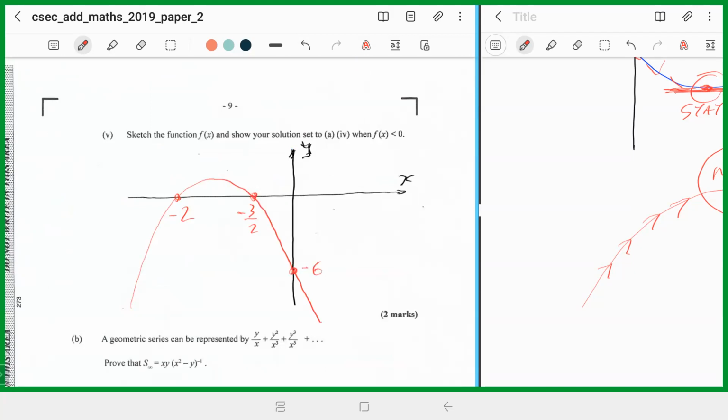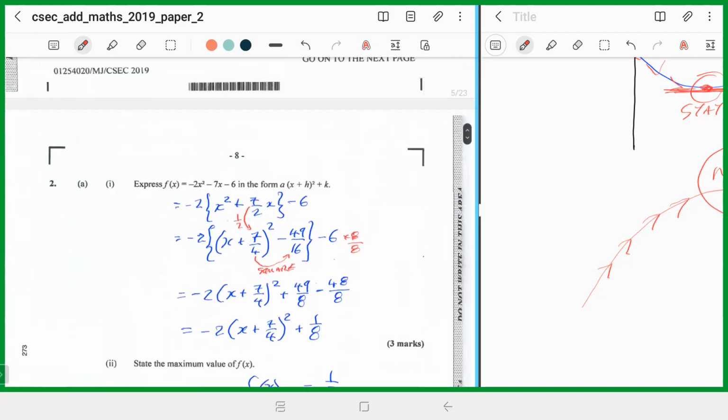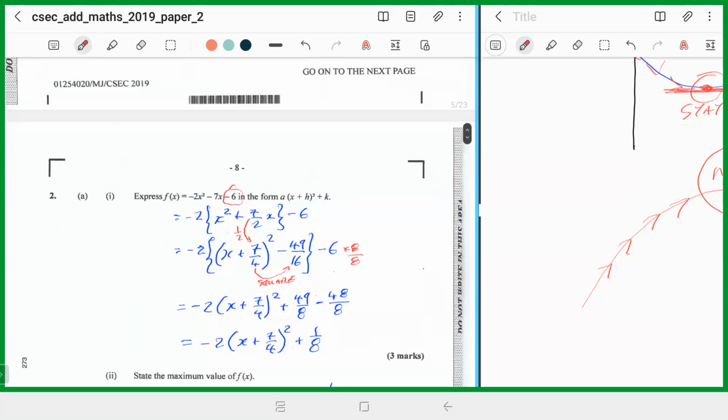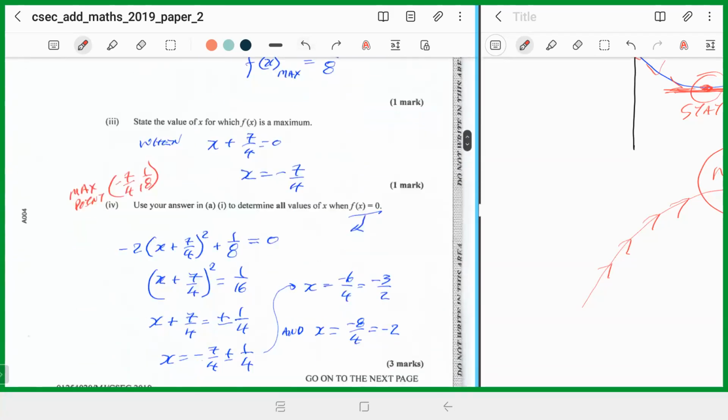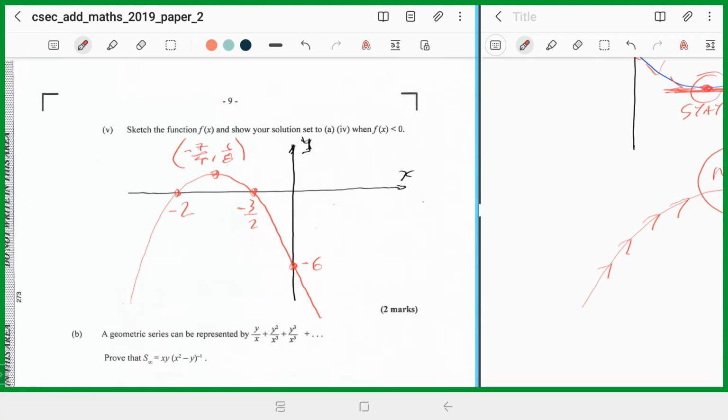This one is negative 6, not a root. The y-axis intercept is negative 6. From the standard form, we got that negative 6, the y-axis intercept. See it here? Then my turning point is this. Remember, the maximum turning point is negative 7 over 4, 1 over 8, right here. That's my maximum point.